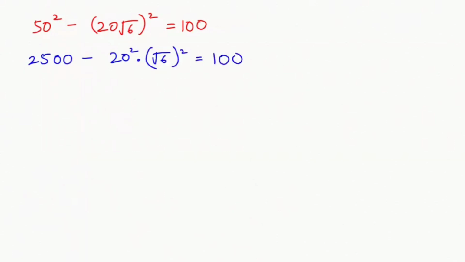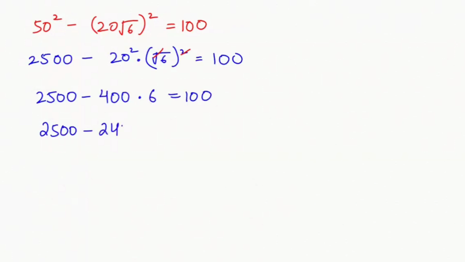And now we are cancelling this with this. And here we get 2500 minus 20 times 20, which is 400, times 6 remaining, equals 100. And here we get 2500 minus, and 400 times 6 gives us 2400, equals 100. So here we get 100 equals 100. So the left-hand side equals the right-hand side. So the value of x2, y2 is also absolutely correct.